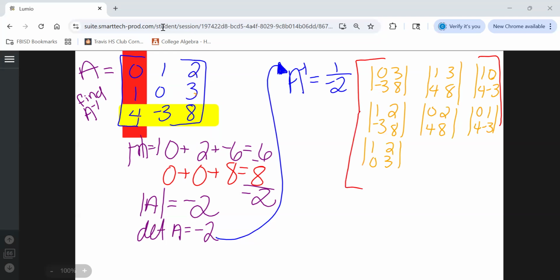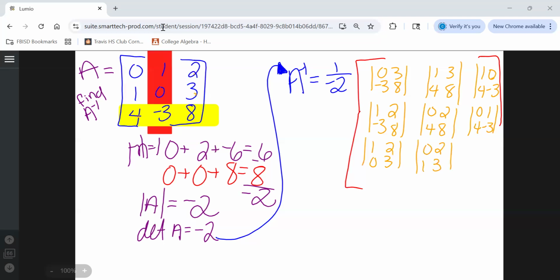Then same thing on this side. I'm looking for the spot that the -3 is in, so I'm covering up everything else: 0, 2, 1, 3. Last but not least, the last column. I'm looking for the spot that the 8 is in, so I'm covering up everything else. What's left is 0, 1, 1, 0.